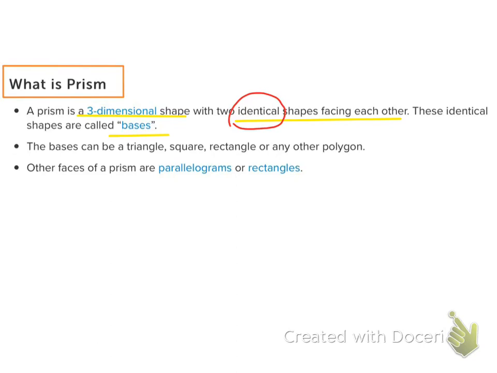Now the next thing is that the bases can be of different shapes. It could be a triangle, square, rectangle, or any other polygon. If the base is a triangle, it will become a triangular prism. If it is a square, it will become a square prism, or a rectangular prism, or heptagonal, pentagonal, whatever the base is. The other faces of a prism can be parallelograms or rectangles. Let's move to the next page and see how they look.